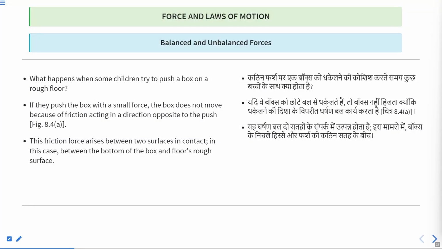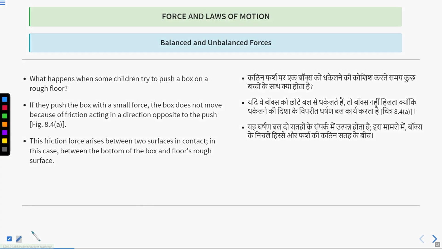Hello and welcome class. So in last class we started the new chapter, force and laws of motion, and we learned what is force and what is balanced force. Okay? Let's recall it once again.